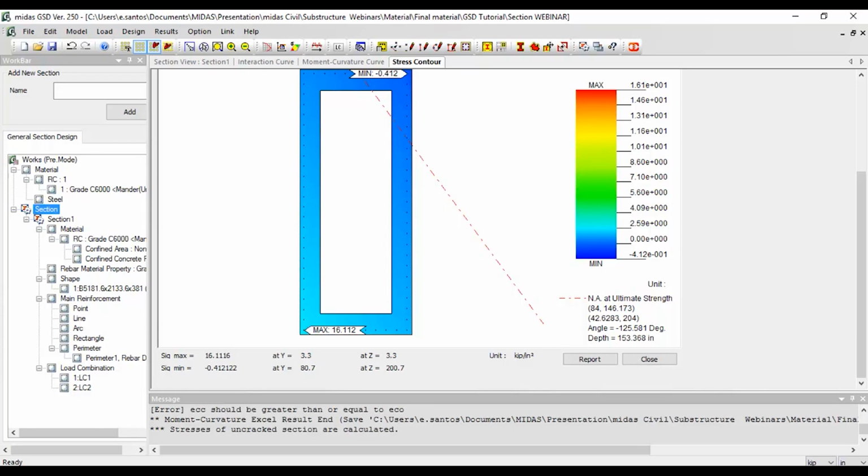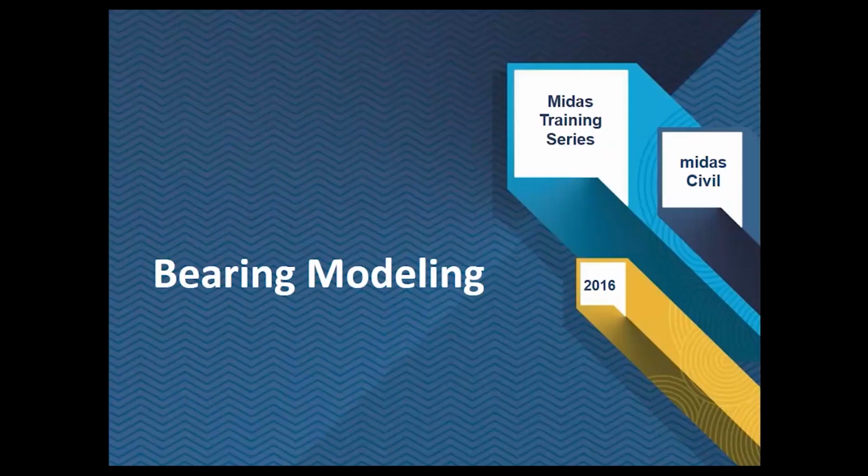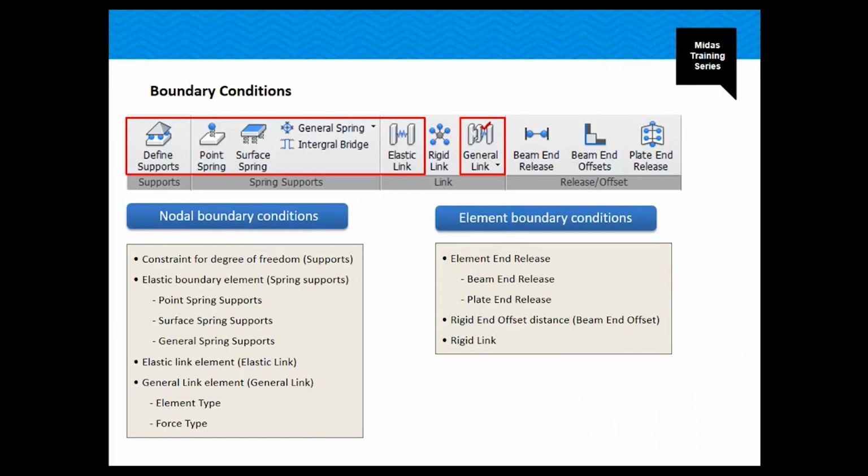And now to wrap up with Midas, we're going to talk a little bit about the bearing modeling. In the program you can model the bearing, as I mentioned, with the different stiffness in each direction. You can either do supports, where, as I did, we fixed the bearings. You can also do point springs that define the soil properties. For the supports you can constrain the degrees of freedom. These are the nodal boundary conditions.